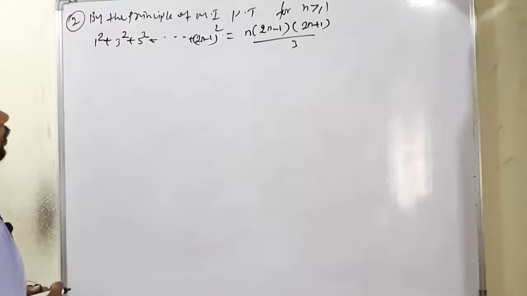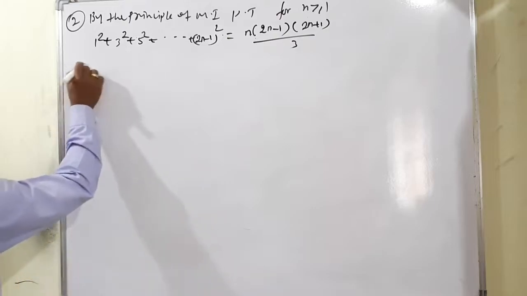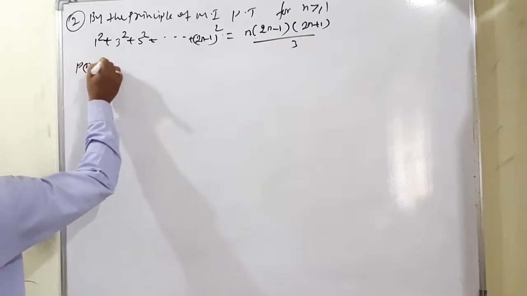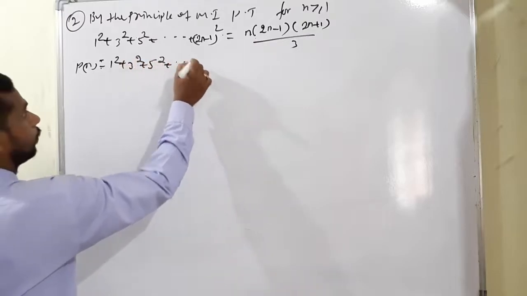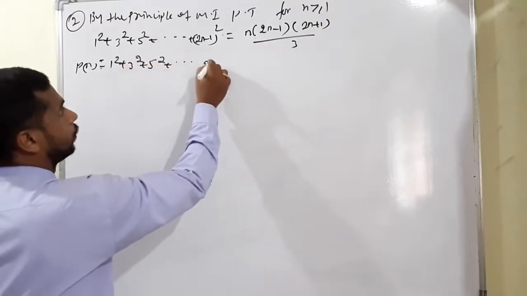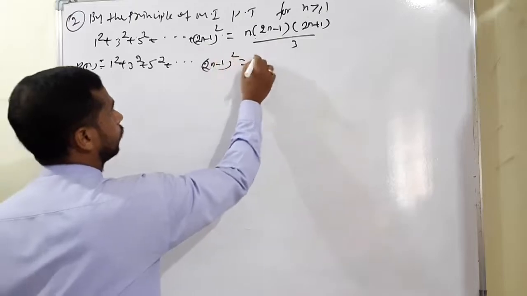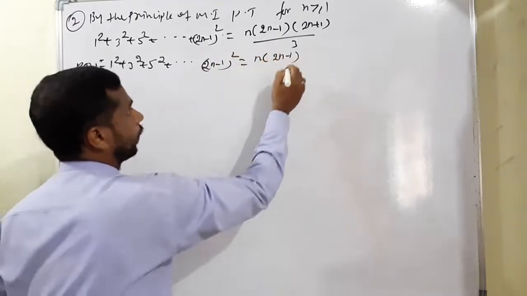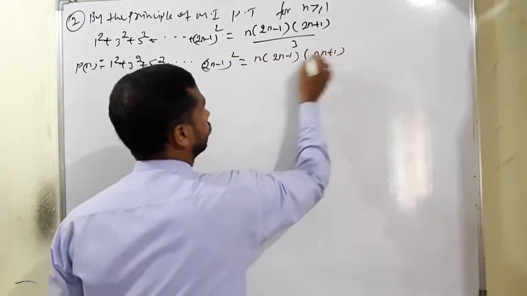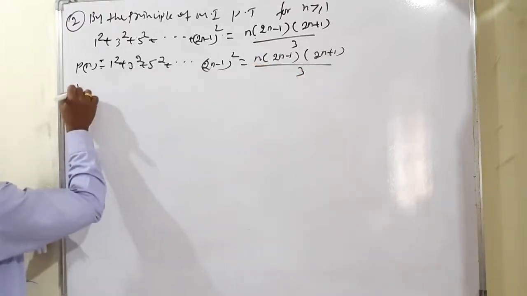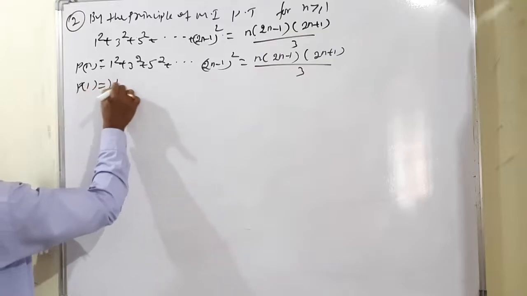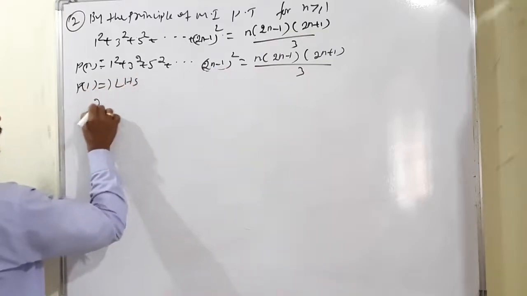Question: by the principle of mathematical induction, prove that for n greater than or equal to 1, the condition is there. First, P of n is equal to 1 square plus 3 square plus 5 square plus dot dot dot plus (2n minus 1) the whole square is equal to n into (2n minus 1) into (2n plus 1) over 3.